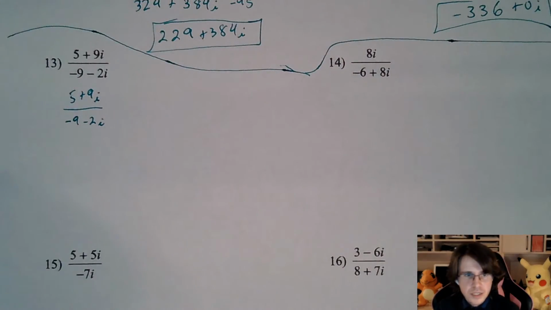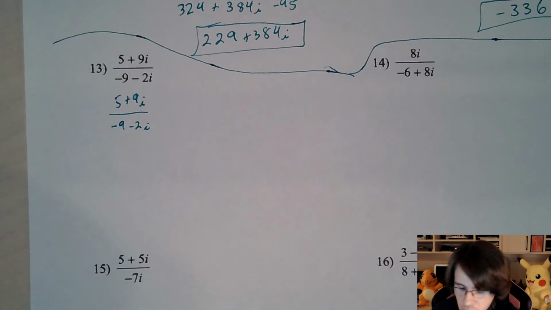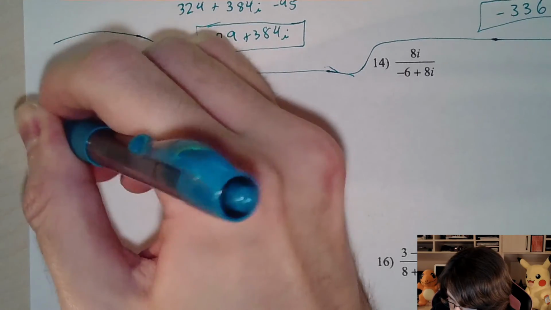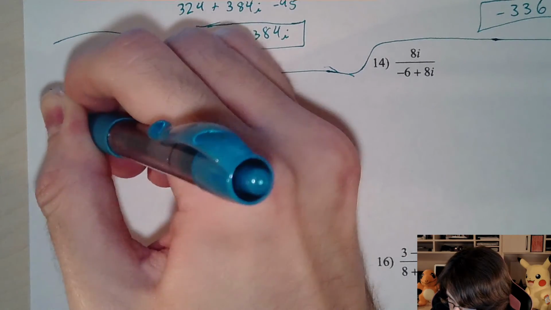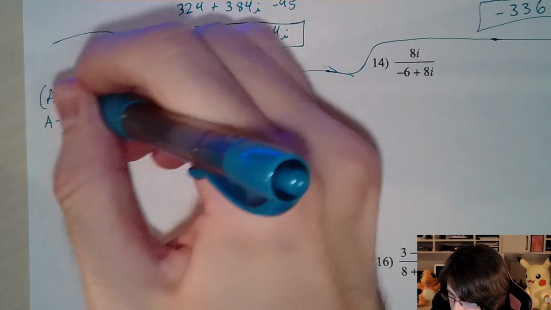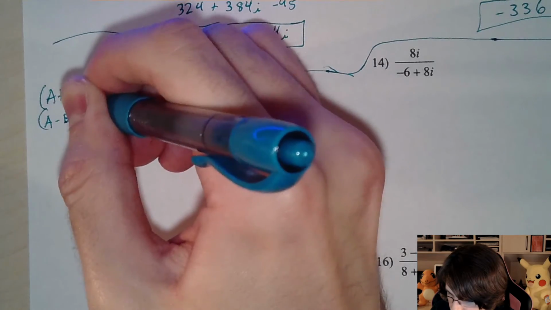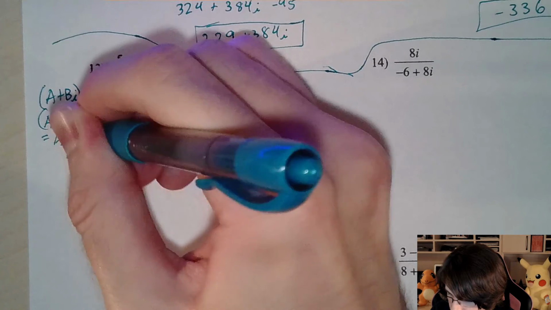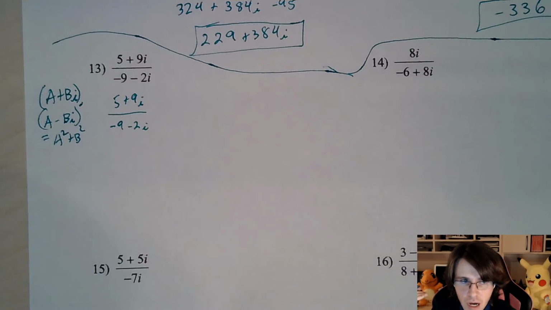The main concept here was always multiplying by the conjugate. So the conjugate on these questions, if you have a plus bi, the conjugate is a minus bi. And the main reason why this is useful is if you multiply those two together, a plus bi times a minus bi, it always ends up being a squared plus b squared. So that was a key concept from these problems. In other words, it gets rid of the i.